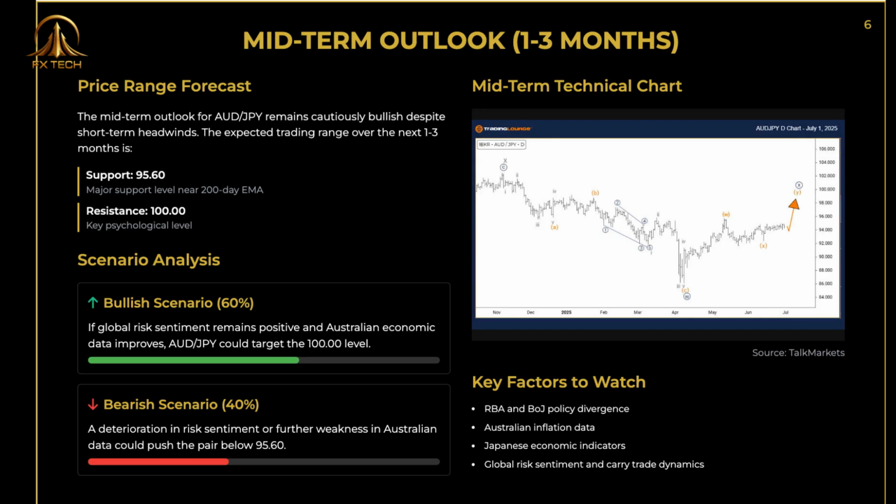This more optimistic midterm view is based on several factors. First, the longer-term uptrend remains intact, as evidenced by the daily and weekly action bias indicators. Second, the AUD/JPY pair is sensitive to global risk sentiment, which is currently supported by a low VIX and a bullish stock market trend. Finally, if global risk appetite remains strong, the carry trade appeal of AUD/JPY could reassert itself. Key factors to watch include the policy divergence between the RBA and BOJ, upcoming Australian inflation data, Japanese economic indicators, and global risk sentiment dynamics.